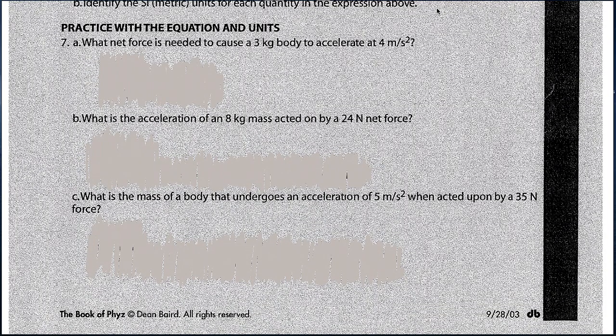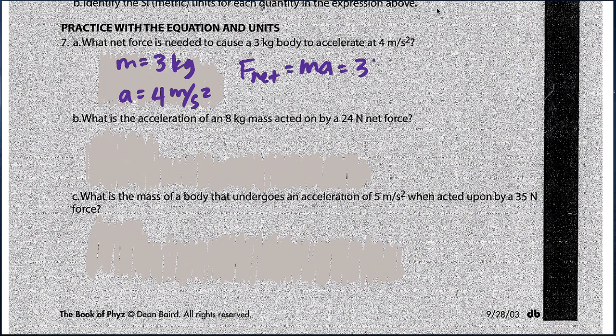So 7a, what net force is needed to cause a 3 kilogram body to accelerate at 4 meters per second squared? So kilograms is a mass, right? Meters per second squared is an acceleration. And we're looking for the force. So F net equals ma. We're just going to multiply them. We have 3 kilograms times 4 meters per second squared. And that gives us 12 newtons of force.